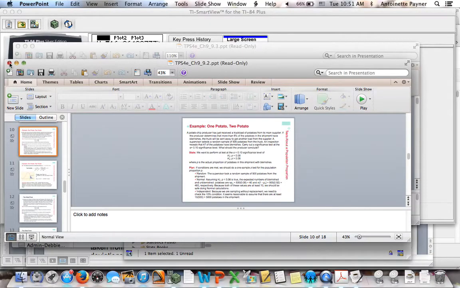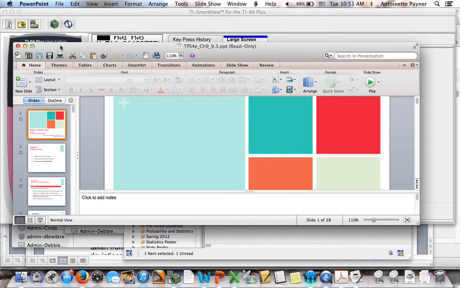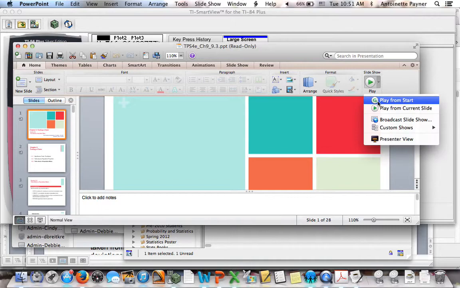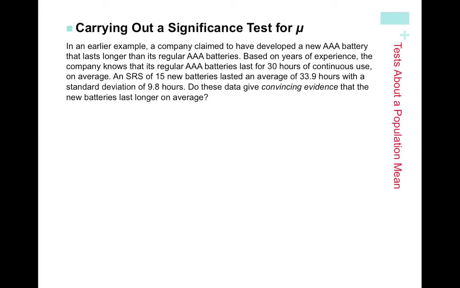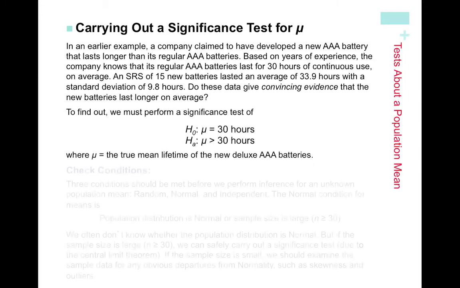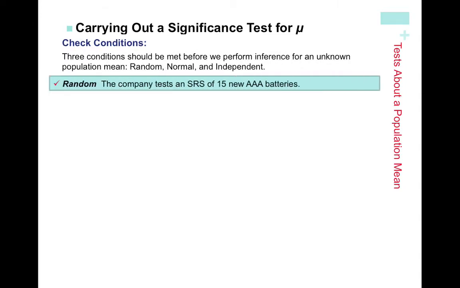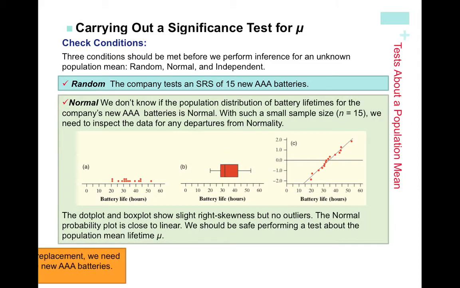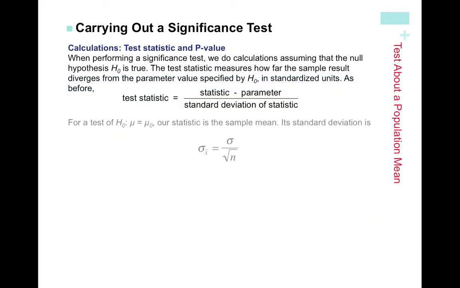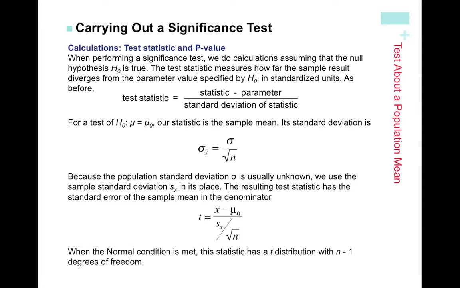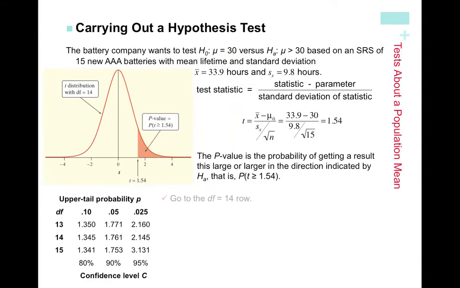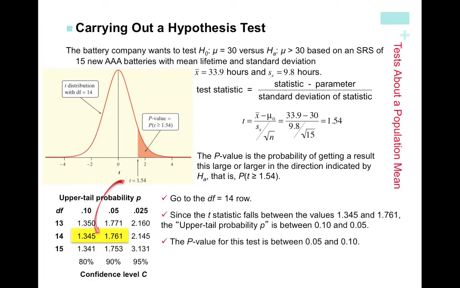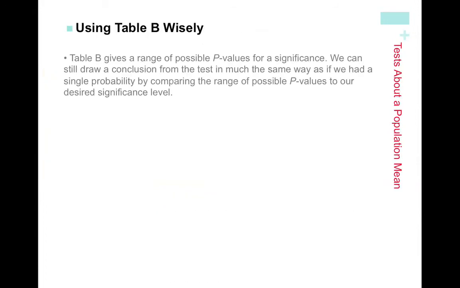Alright, and then lastly, let's quickly look through this one. We'll do it the same way. So when we're talking about a mean, we did talk really quickly about how you could use the z-distribution, but I'm going to skip over that. We went straight into the t-distribution because we didn't have the population standard deviation.